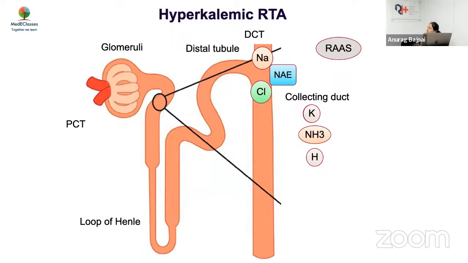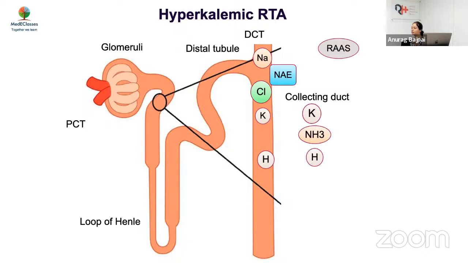Hyperkalemic or type 4 RTA is unique in that there is actually no renal injury. It is a defect in the RAS axis that is happening here. The primary problem here is a reduced sodium load at the distal convoluted tubule, either because of an extremely low sodium diet or because of a problem in the RAS axis. Now we know that in the distal tubule, sodium is exchanged for potassium and proton.